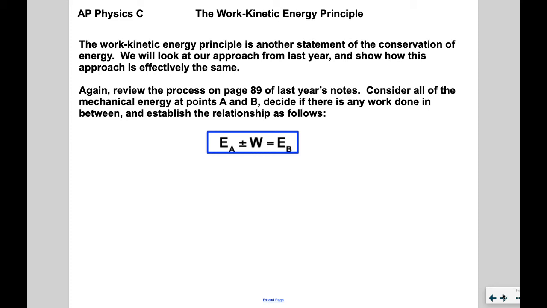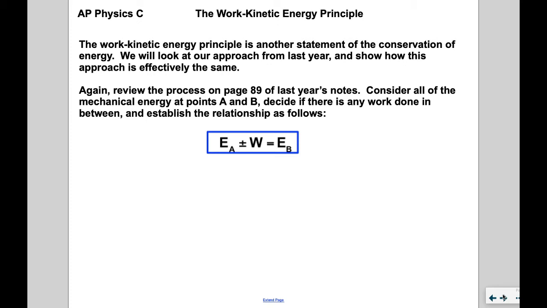We consider points A and B and the mechanical energy in all its forms at those two points, decide if there's any work done in between based on if there's an applied force or friction, and then we establish the relationship as follows. The energy at A, again in all its forms, plus or minus any work done, is equal to the energy at B, again in all of its forms.